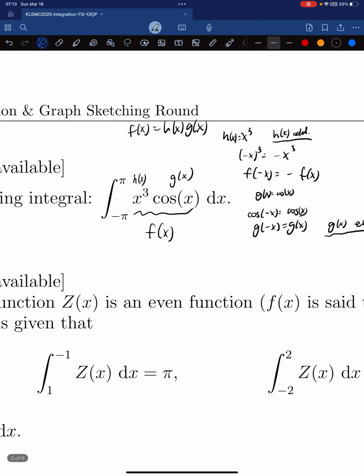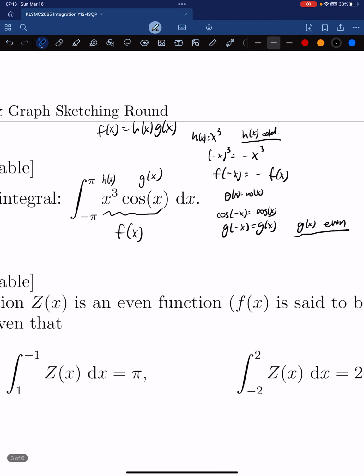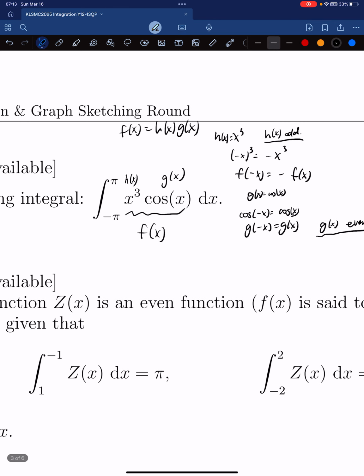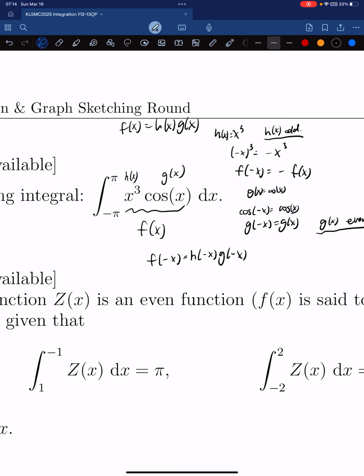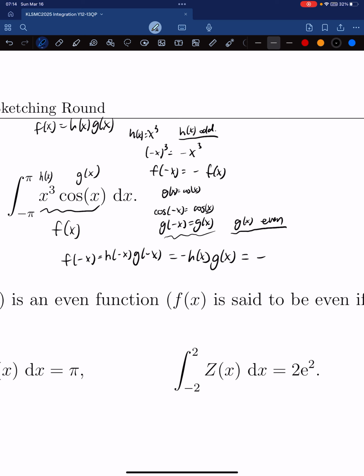But now think about this. What happens if you multiply an even function with an odd function? What function would it be? Let's consider f of negative x equals h of negative x times g of negative x. Because h of x is odd, h of negative x equals negative h of x. And because g of x is even, g of negative x is the same as g of x. So f of negative x simplifies to negative h of x times g of x, which is essentially just negative f of x.